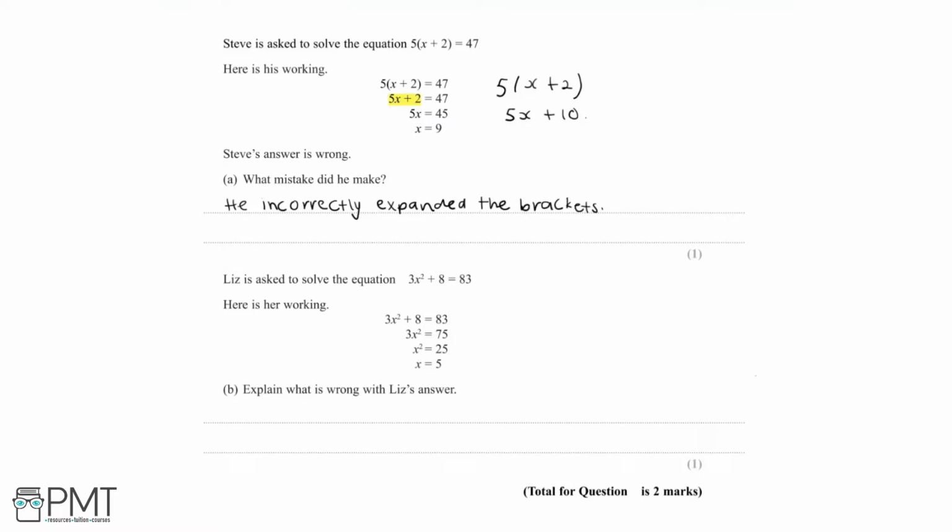Now in the second part of the question, we're told that Liz is asked to solve the equation 3x squared plus 8 is equal to 83, and we're given her working. And in part B, we need to explain what's wrong with Liz's answer. So let's take a look at her working.